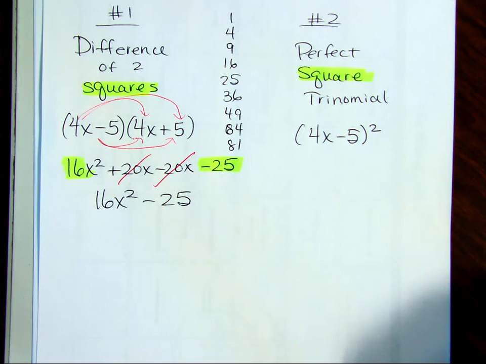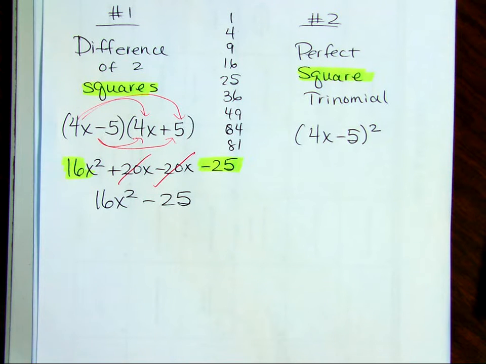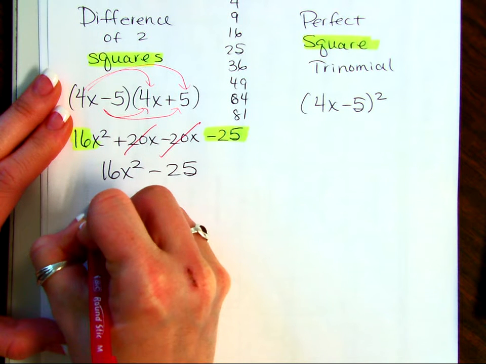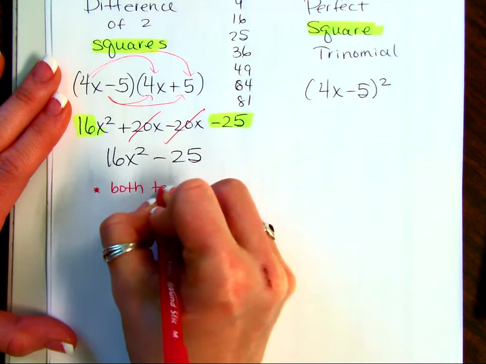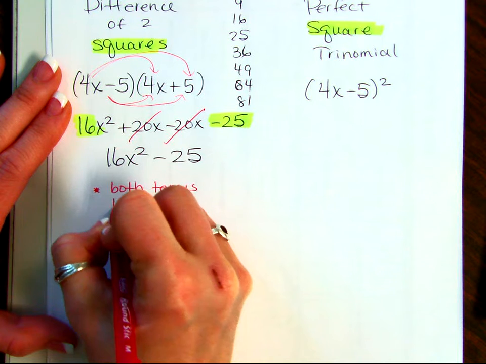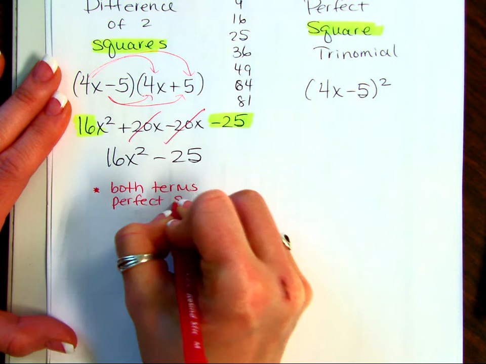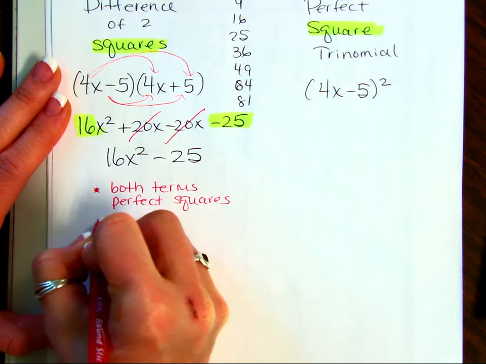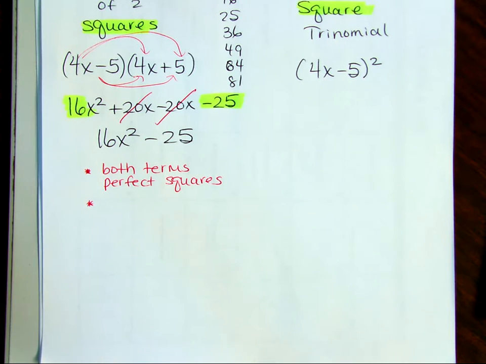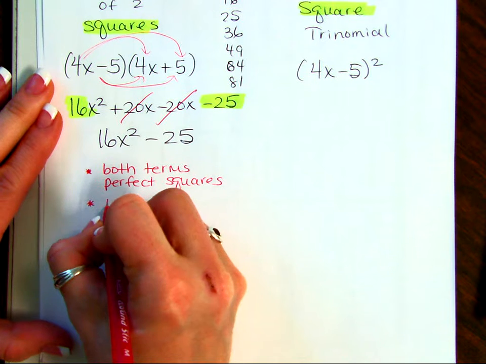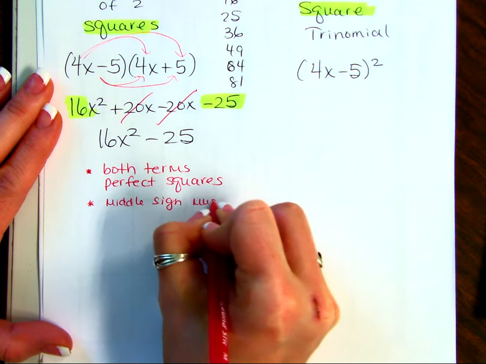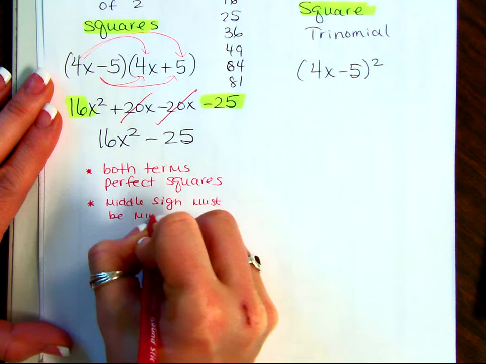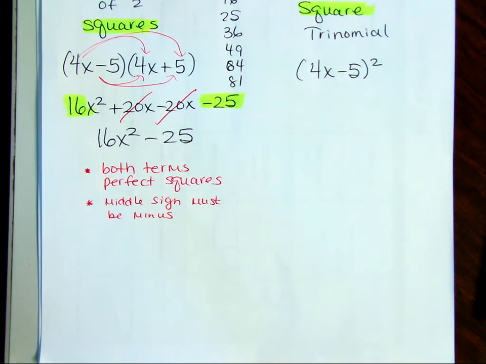So in order for it to qualify as a difference of two squares, I want you to put a couple little check marks here. Both terms must be perfect squares. And the middle sign must be a minus, because that's what difference is. It's a minus. Okay?